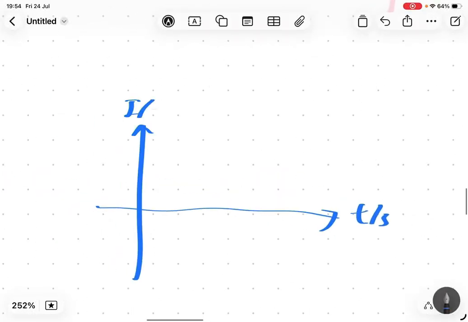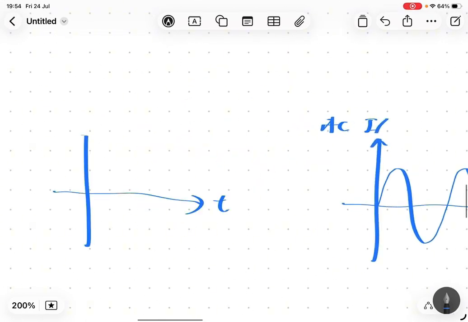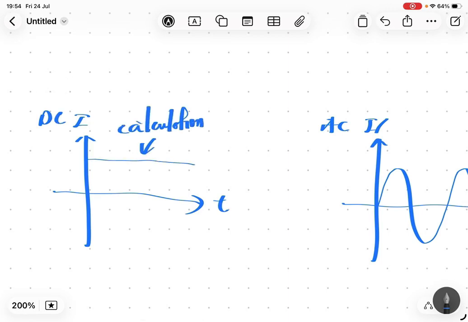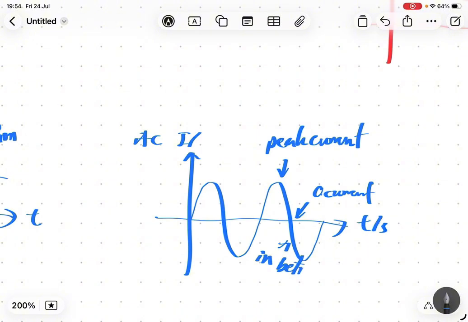For AC current, its graph is a sine wave, a sine graph, okay? So actually, if I want to get the average current, because usually for DC circuits the current will be constant, it's easier to do calculations with it. But AC, you see that current will have its peak current. You also have zero current, right? And you also have in between, right?